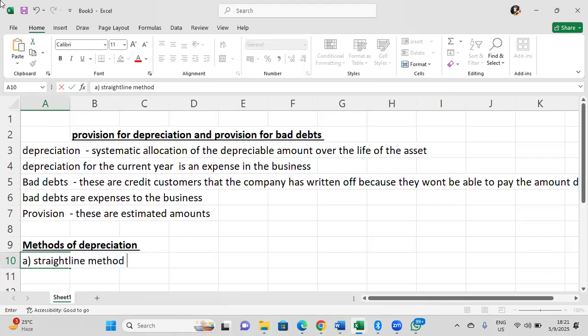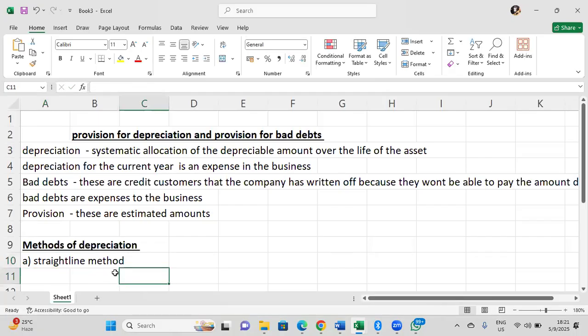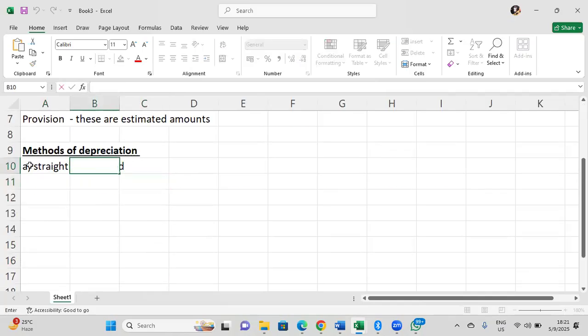So the first method, we have the straight line method. If you're accounting for depreciation, the first method we can talk about is the straight line method. And what is the straight line method? Or what is the assumption behind the straight line method? This method assumes that the depreciation is the same each year. If the assets of the company are losing value, they lose value by the same amount each year. So the straight line method assumes a constant.